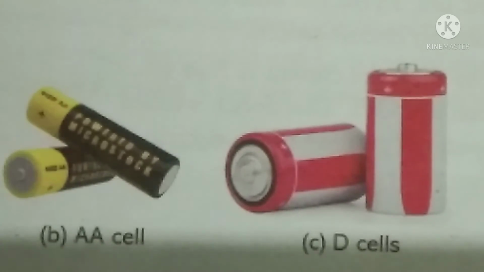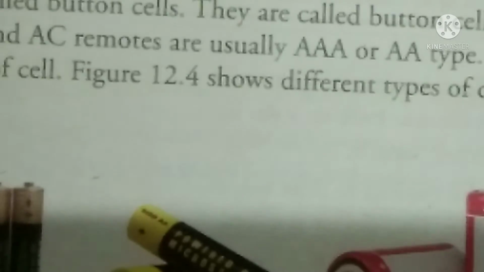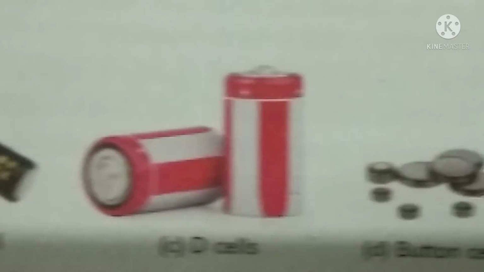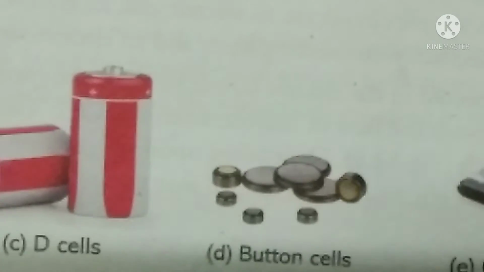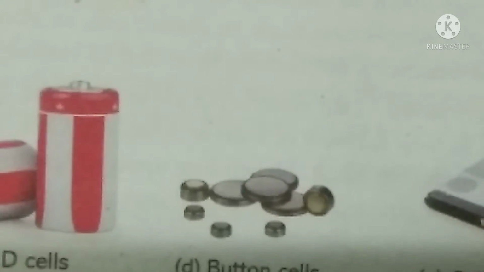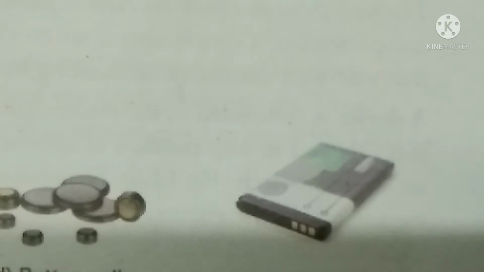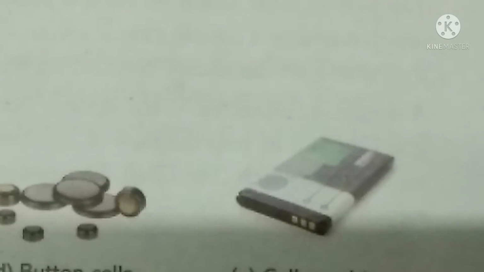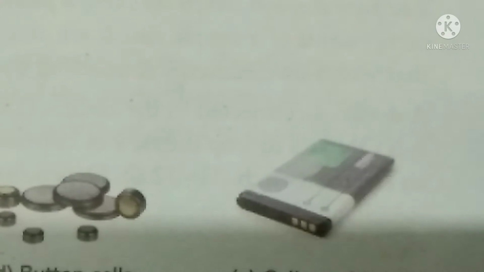Okay, and then we have button cells, which are used in your wristwatch or calculators and all. And in mobile we use another type of cell which is very common to you all. Okay, these are all different types of cells. Now I'll show you another type. Actually they are not cells, they are batteries.